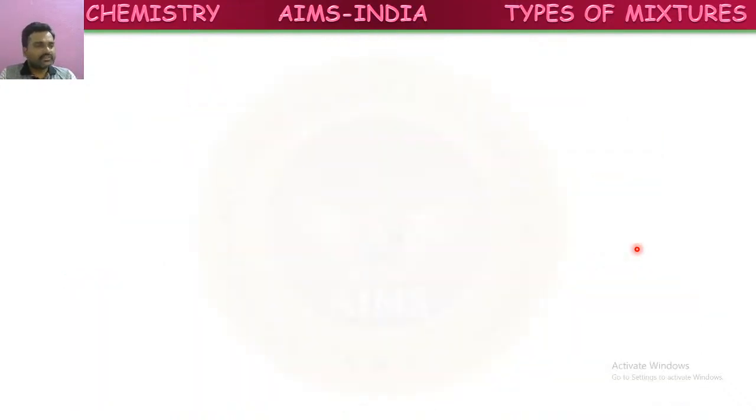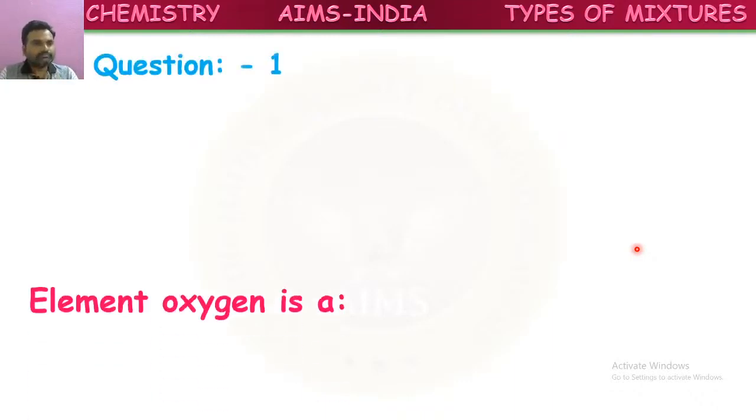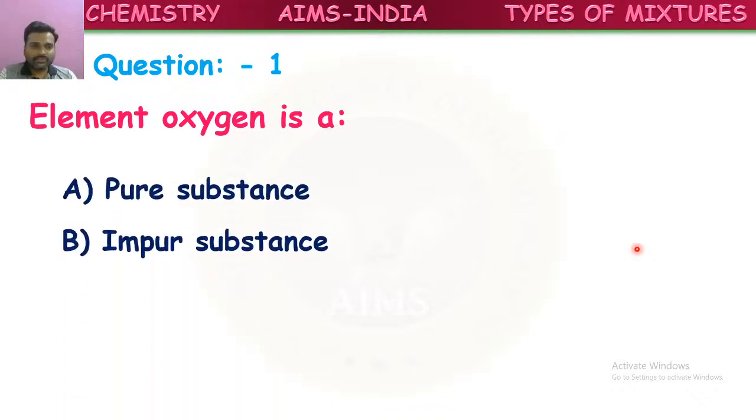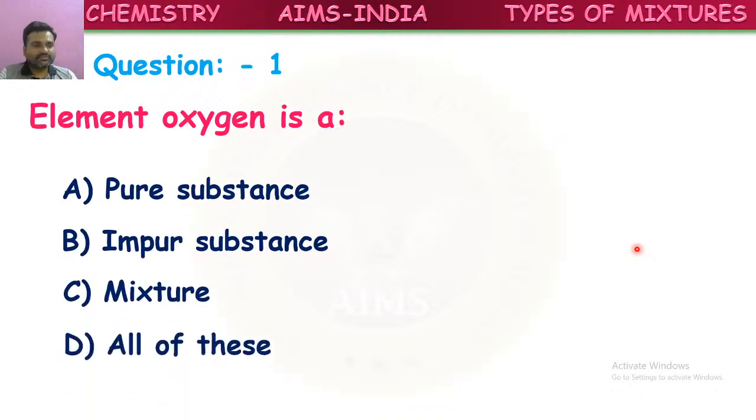Now, let us see a small self-assessment on these different types of mixtures. So, here is a question for us. Element oxygen is a, let us see the options: a pure substance, impure substance, mixture, all of these. So, what kind of substance is this element oxygen? Can you answer this? Is it a pure substance, or an impure substance, or a mixture, or can we say all of these?